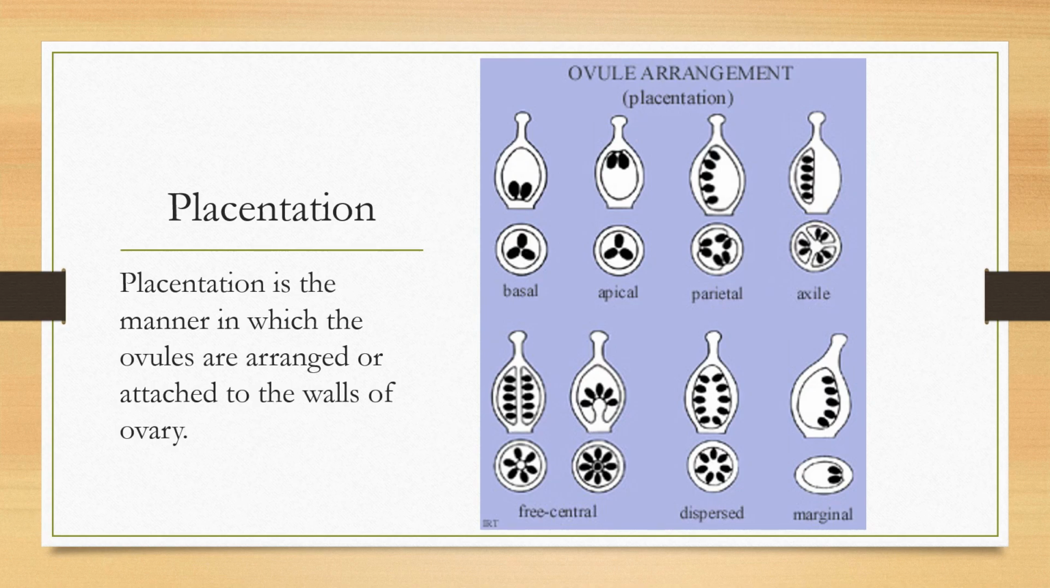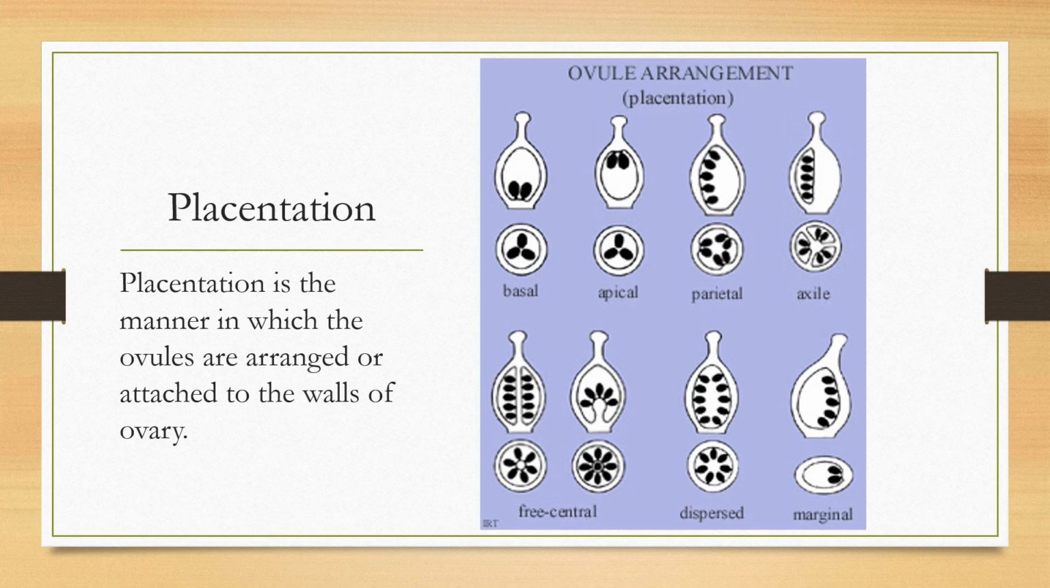Placentation is the manner in which the ovules are arranged or attached to the wall of the ovary. Different flowers have different numbers of ovules, and as many ovules as are present, that many seeds are present in the fruit of that plant. The number of ovules may be 2, maybe 4, maybe 8. They differ from flower to flower.